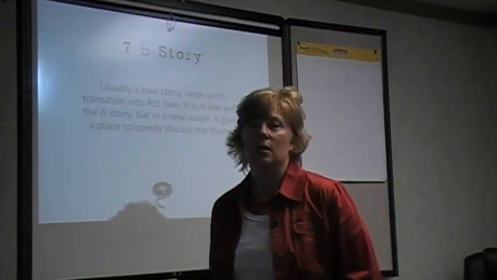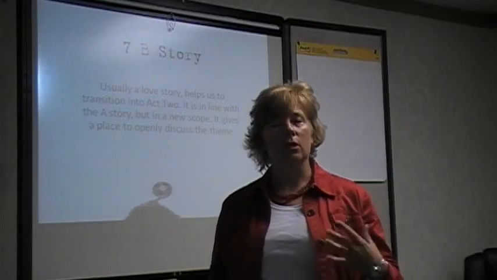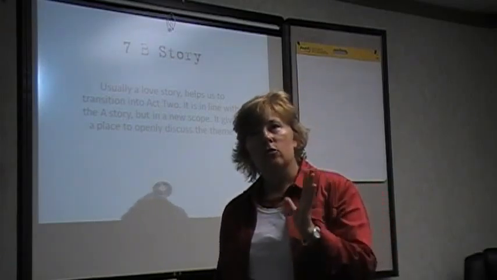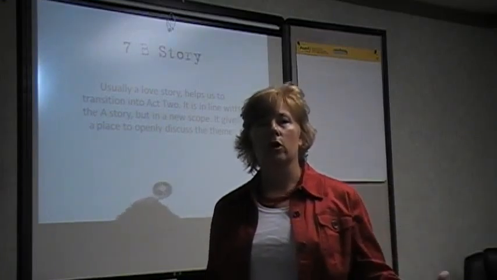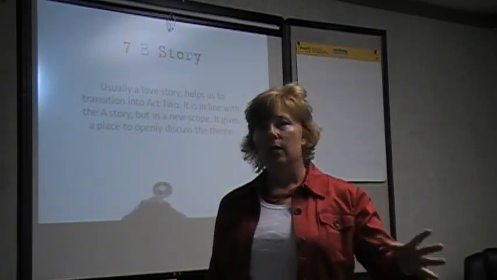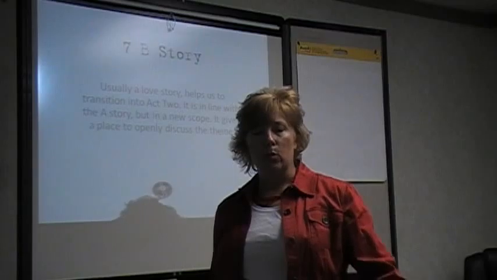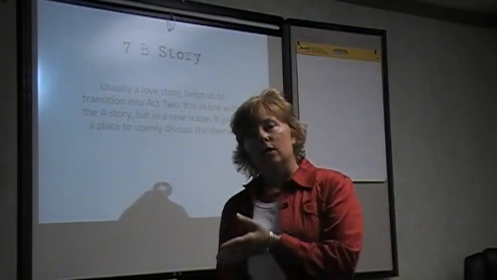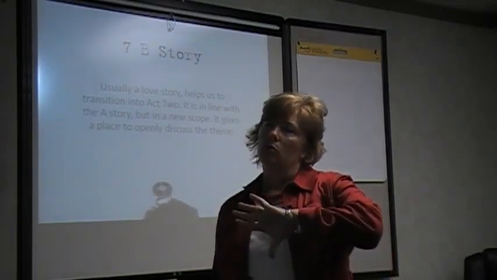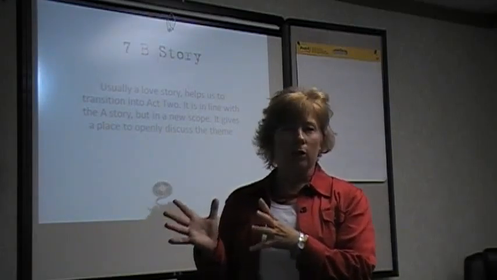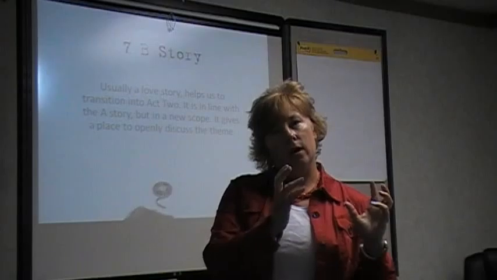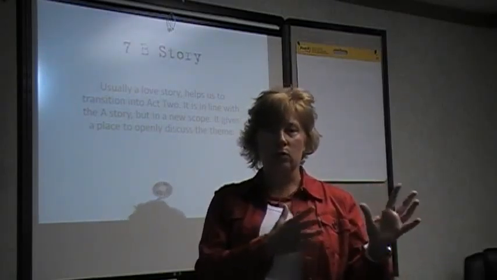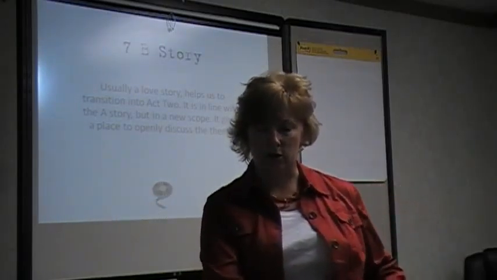Beat number 7 is the B story. It's usually a love story, but it helps us transition into Act 2. We've been hearing a lot about what's going on in the A-line story. That's what we've been focused on up to this point. The B story gives us a chance to look at the scope of the movie in a little bit different way, and to discuss the theme, but with a little bit different sequence of events, or sometimes different characters.